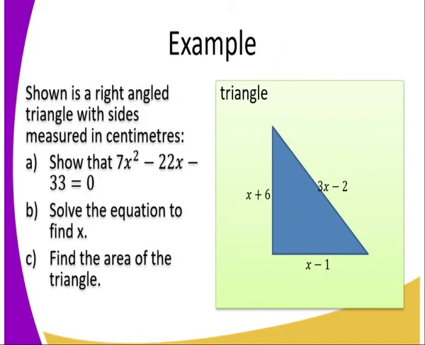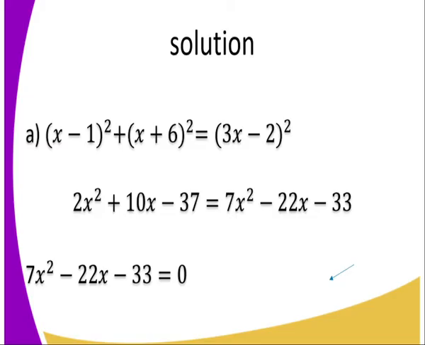Let's take another example. We have a right angle there. Then we are given the dimensions, and we have to show that it is equal to that. And then we are supposed to find x, and then find the area. This is the way it's supposed to be. Take the dimensions and remember the Pythagoras theorem. That is what you are supposed to do: a squared plus b squared is equal to c squared.